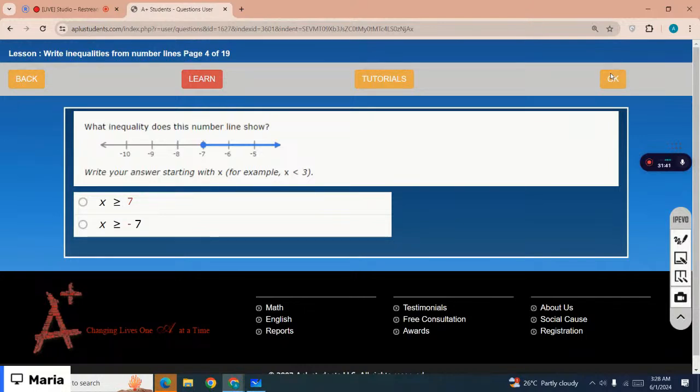What inequality does the number line show? Which is the correct option? The correct option is x is greater than or equal to negative 7. Option number 2 is the correct option.